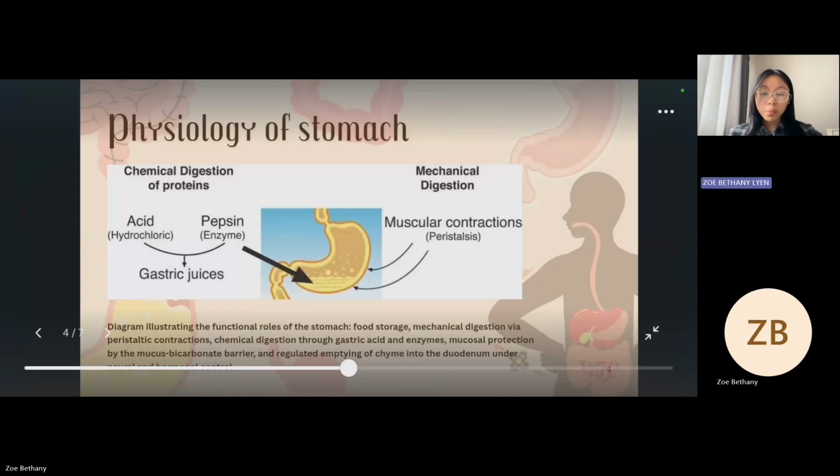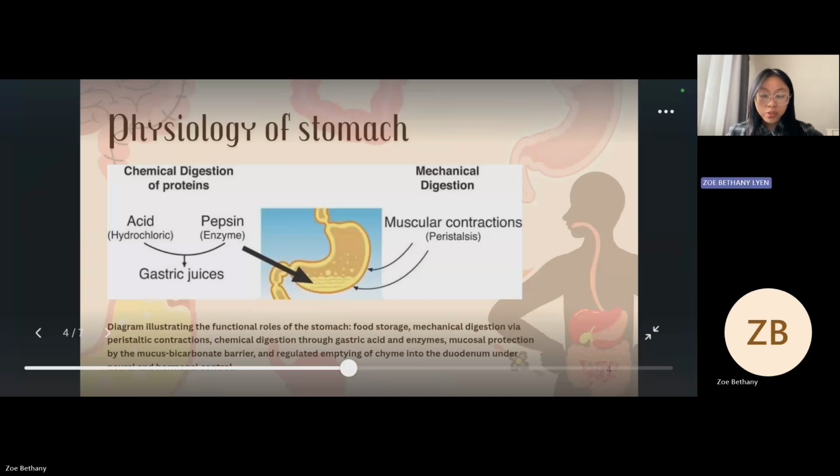So next is the chemical digestion through gastric acid and enzyme. Chemical digestion is driven by the gastric juice. Parietal cells secrete hydrochloric acid, which then activates the pepsinogen into pepsin to kill all the pathogens. Chief cells secrete pepsinogen, while mucous cells produce a protective mucus bicarbonate layer. So moving on.